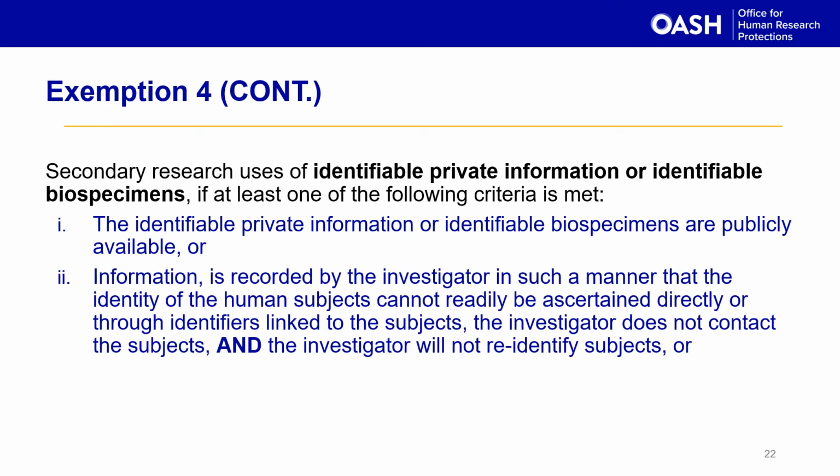Next, even though the information or specimens are starting off as identifiable, the investigator must record the information such that the identity is not readily identifiable, and the researcher must not contact the subjects or re-identify them. Contacting the subjects constitutes at least an interaction, and this would remove the research from being secondary research. Importantly as well, the investigator must not attempt to identify the subject.